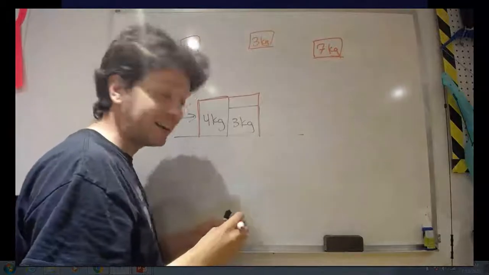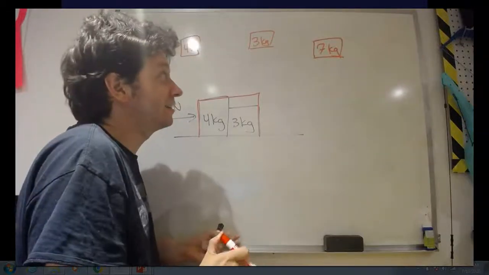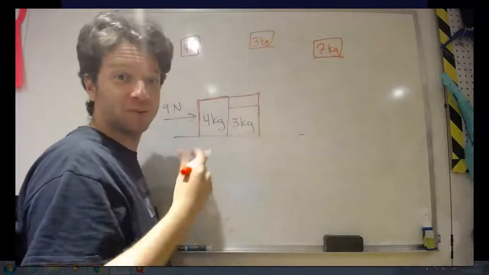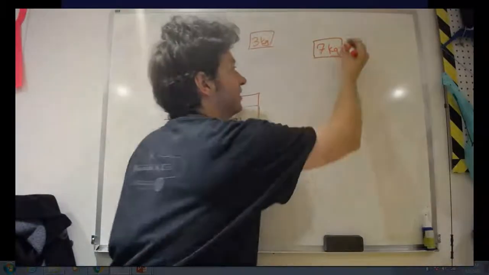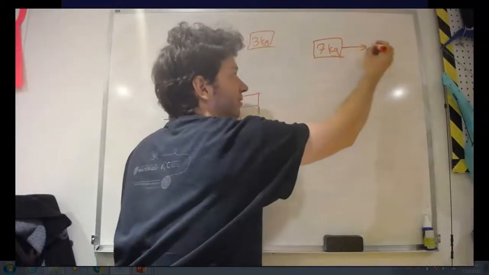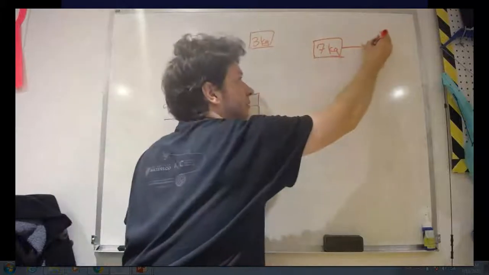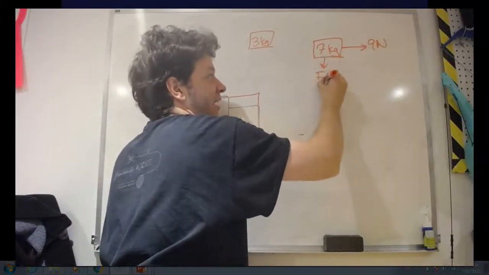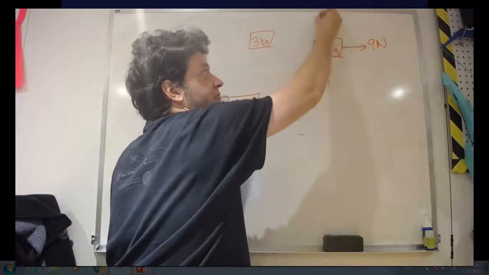Okay. Now, to find acceleration, it's always easiest to think of it as a system and solve the 7 kilogram block. Why? Well, what forces are acting on this? We have our applied force of 9 newtons, and then we have gravity and normal. No friction yet.